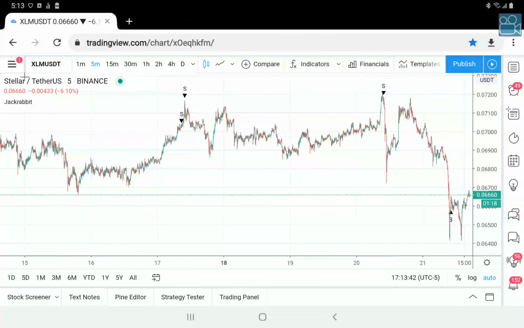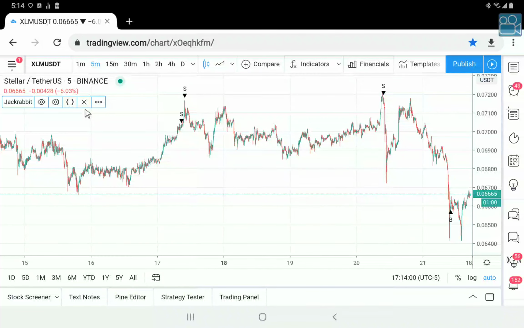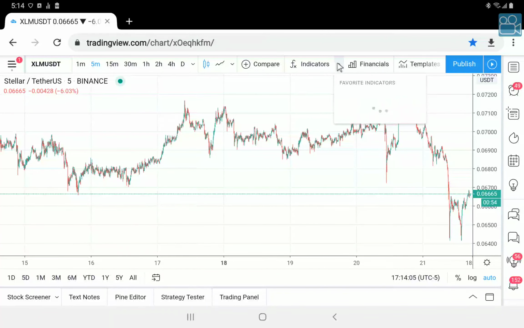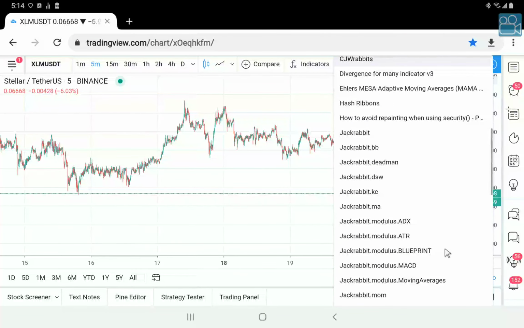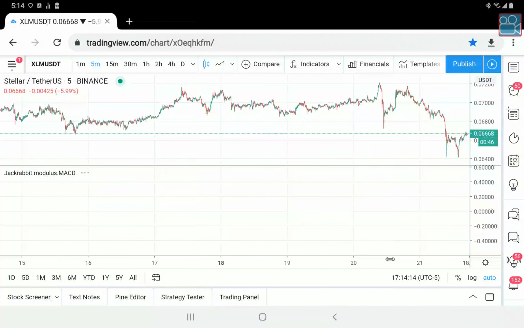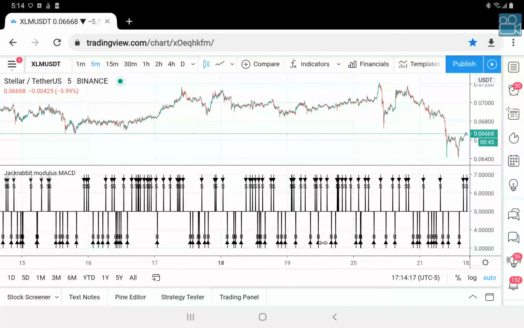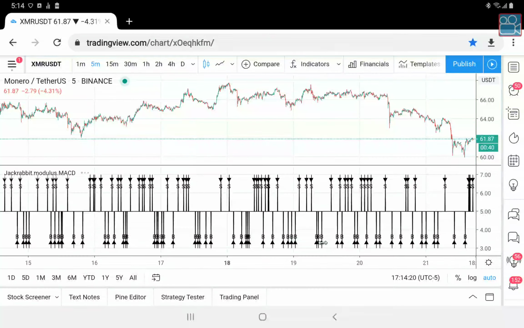So here we are, XLM, LTC, any coin you want, as long as it's not BTC or ETH, the two primary coins used for base currencies. So I'm going to choose MACD just because it has the highest number of signals and it's the easiest to demonstrate this. Okay, I'm going to use XMR as the basis.